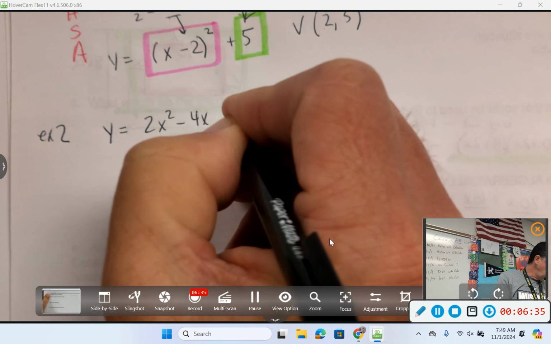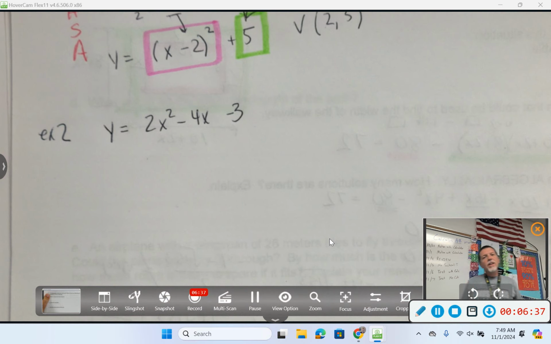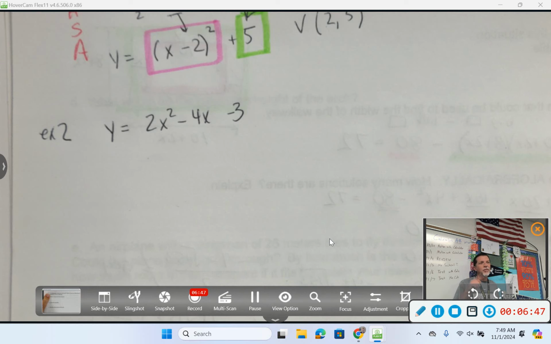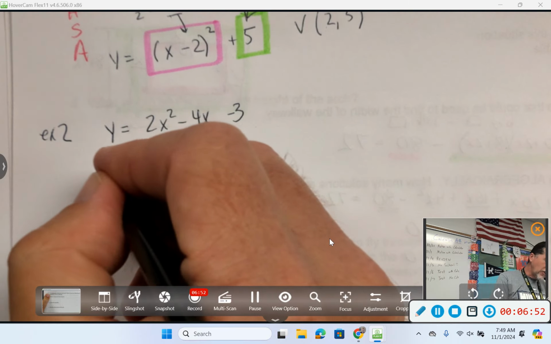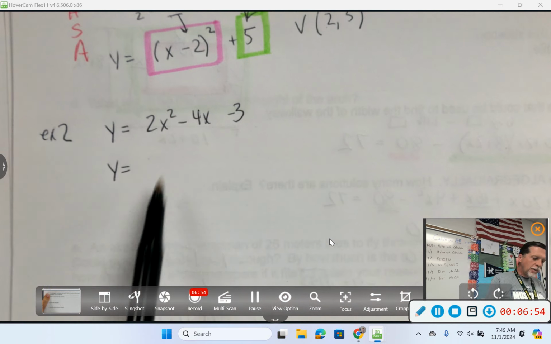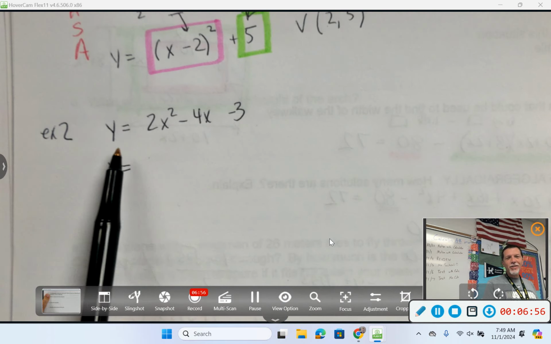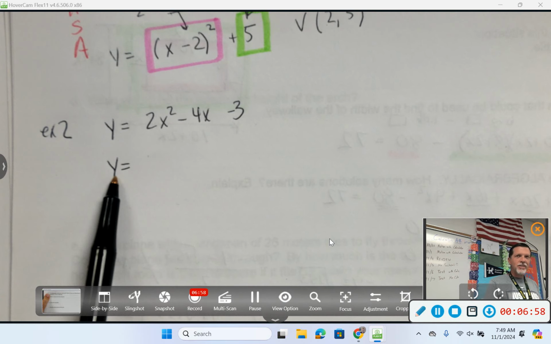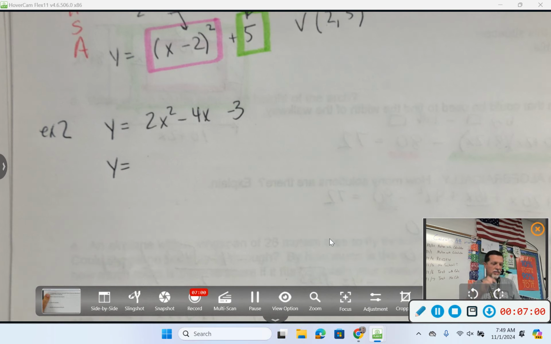Let's do another one. Two x squared minus 4x minus 3. What do you remember about complete the square? I hope you remembered it because it was the first question on the... Yes, the coefficient on x squared has to be 1. But I don't want to divide by 2 because I want y equals. So let's factor it out.